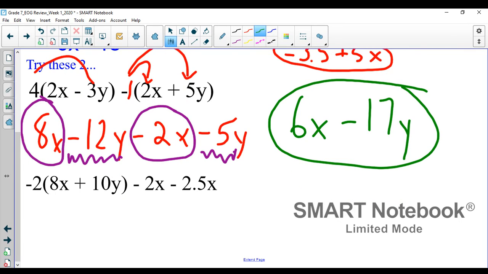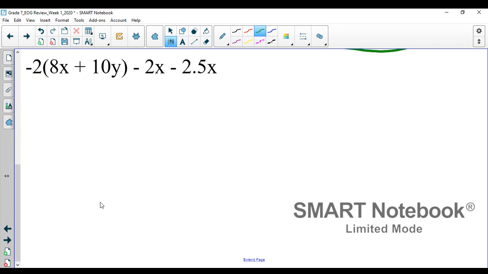And then the last one, it looks like I'm going to have to do some distributing here too. So the first thing I'm going to do is negative 2 times 8x, which is negative 16x. And really the key to this is making sure you're careful using your calculator and thinking, okay, negative 2 times 8, I'm just going to write a little neater. Negative 2 times 8 is negative 16. Negative 2 times positive 10 is negative 20y.